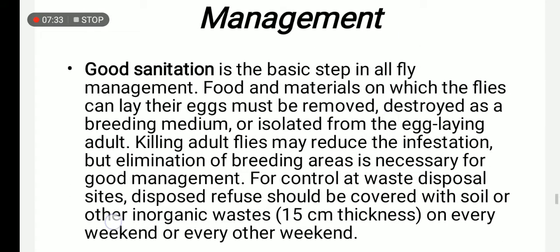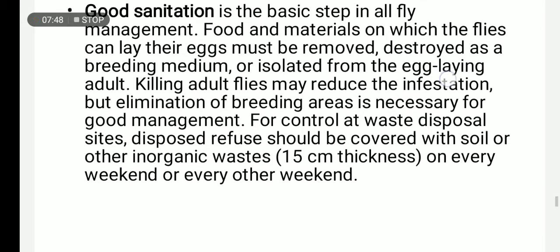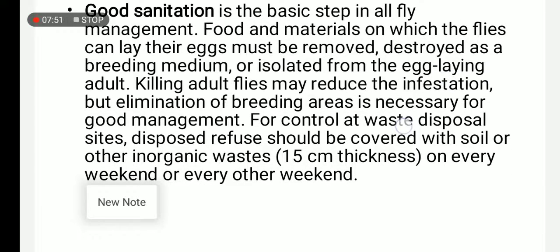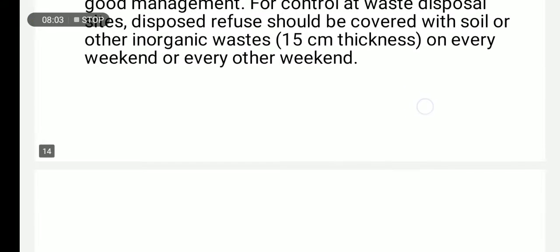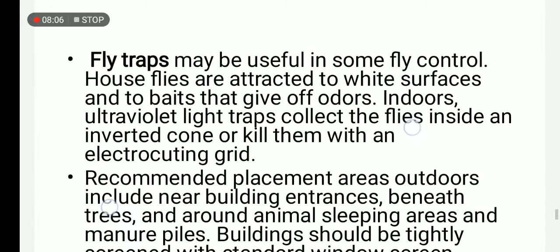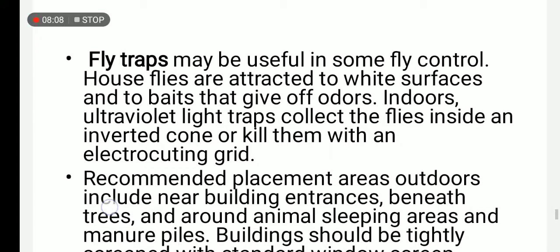Now the management. How can you manage these flies? Good sanitation is basically the first step in fly management. You should remove their breeding sites or the food which they are consuming. For their control at waste disposal sites, it is necessary to cover the waste with soil or inorganic waste, approximately 15 centimeters thick, every weekend or every other weekend. Fly traps can be used to control these flies.